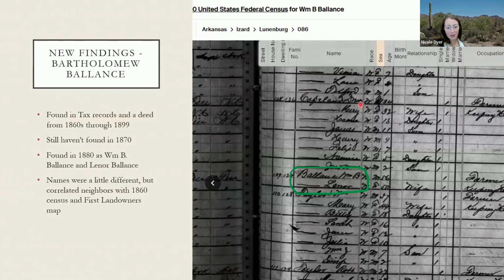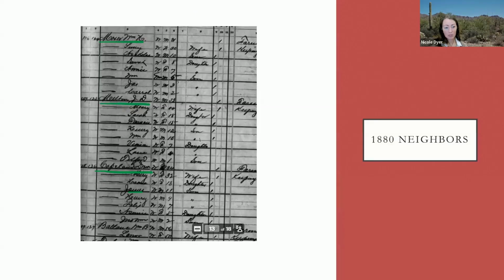I did look at the neighbors, and I did have Bartholomew Ballance's land location because he patented land in 1860 in Izard County. So I knew right where he had his land. And so looking at the first landowner's map from History Geo, I was able to correlate some of the neighbors. So looking above the Ballance couple, we have William H. Moser, J.D. Melton, and I think it's Daniel Copeland. I can't really read that.